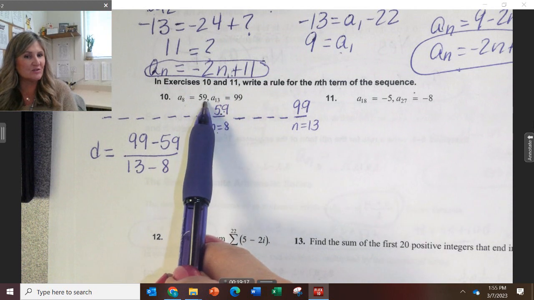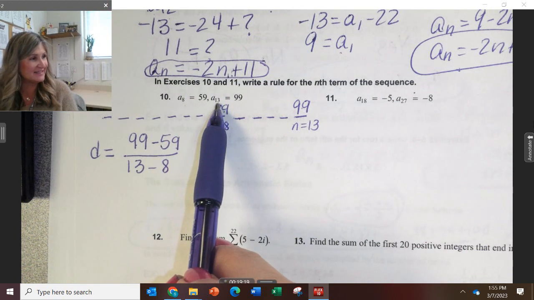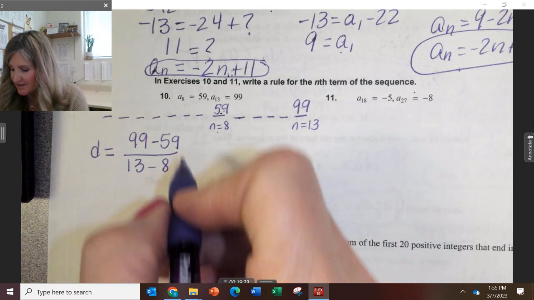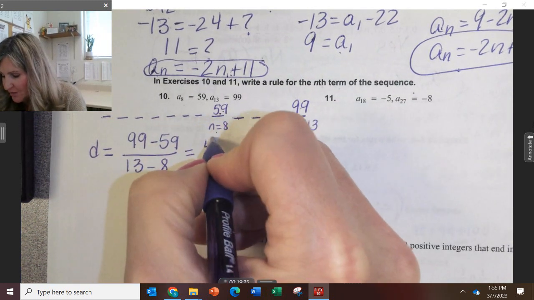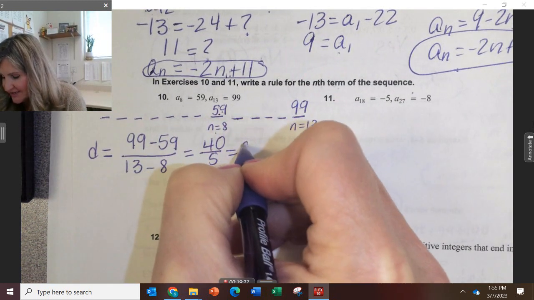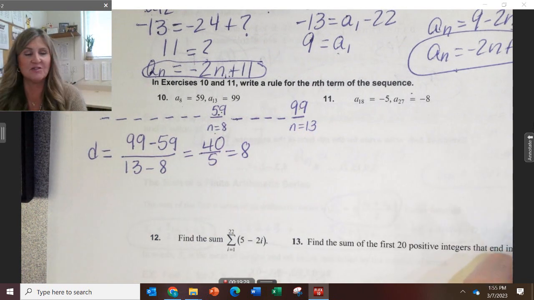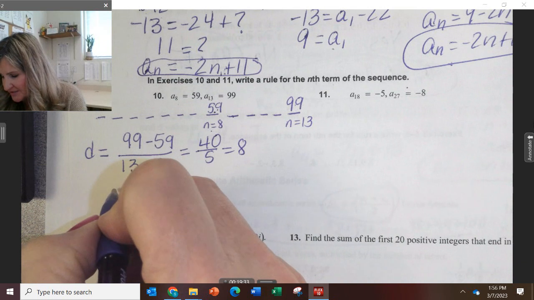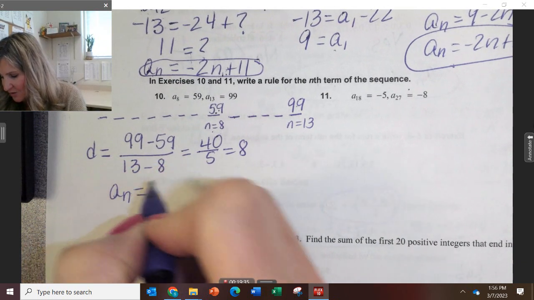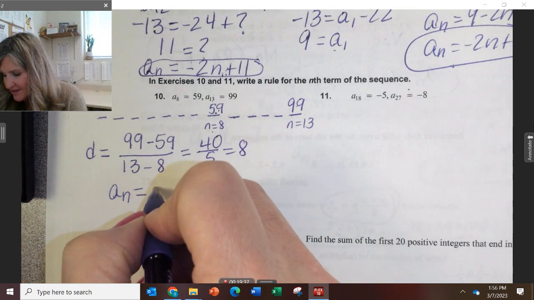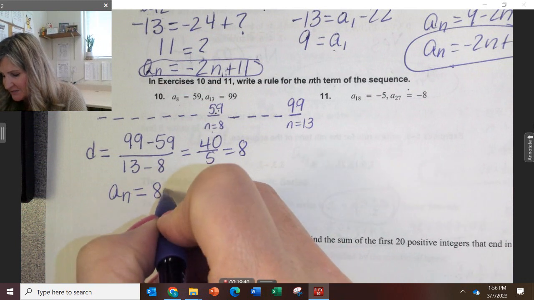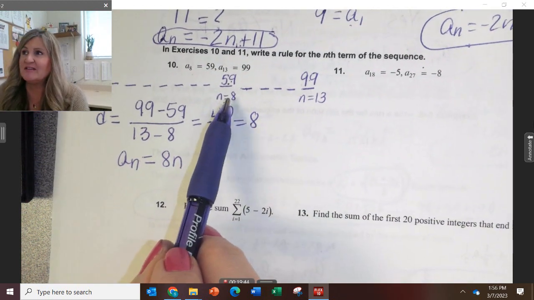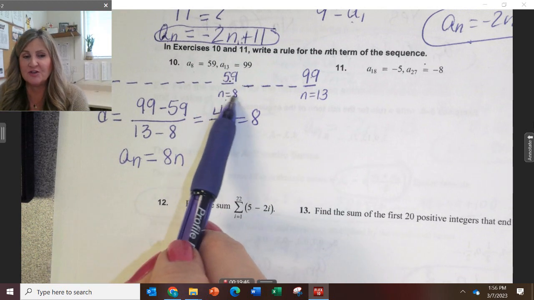Y sub 2 minus y sub 1 over n sub 2 minus n sub 1. Okay? So therefore, I'm going to get 40 over 5, which is 8. So 8 is going to be that difference. So now we know our formula is going to have to be a sub n equals 8 times n.